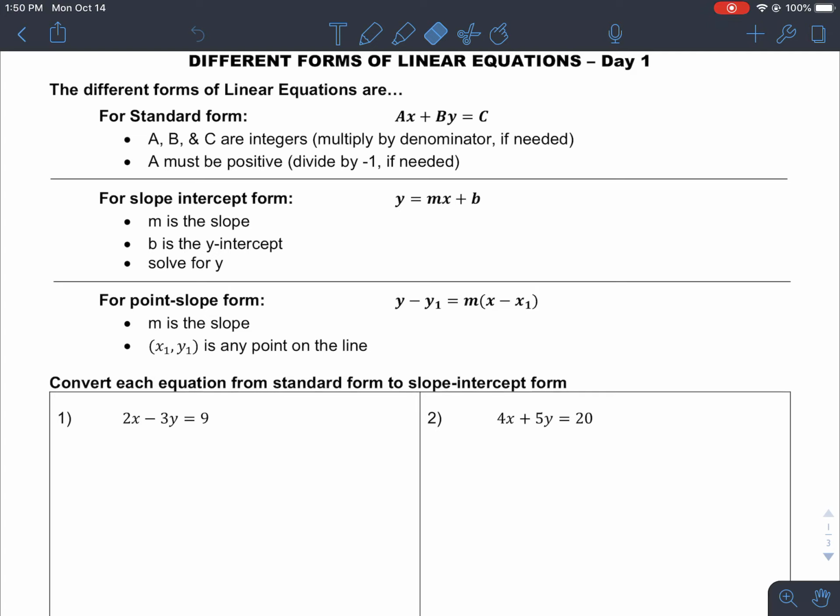in these notes. For slope-intercept, so this is what we're all very familiar with, y equals mx plus b. Remember, m is your slope and b is the y-intercept, and we're going to be solving for y, so that's a lot of what we will be doing today. And then lastly, point-slope form. M is still your slope, and x1 and y1 are points on the graph, or sorry, on the line. So it's going to be any point on the line you can use.